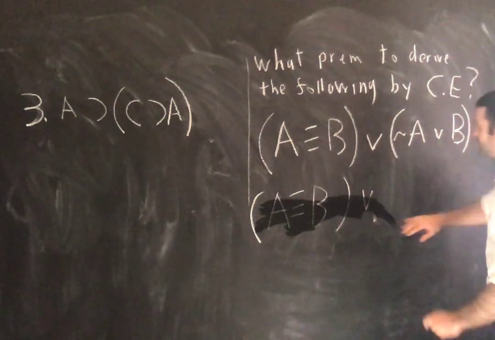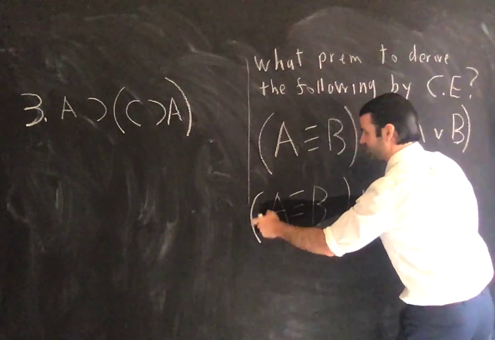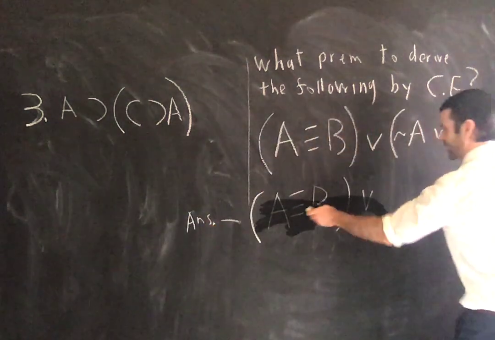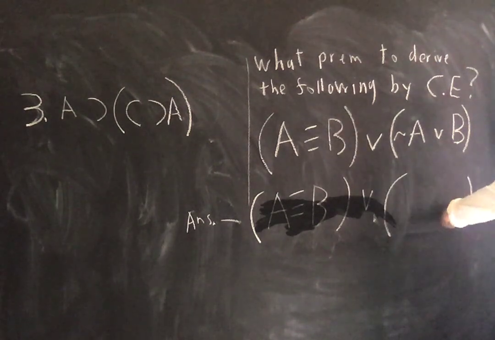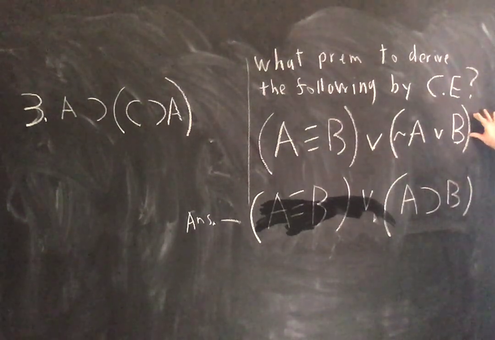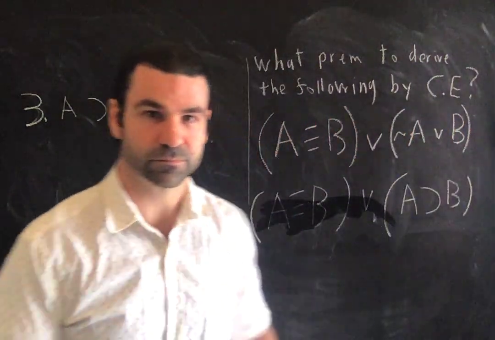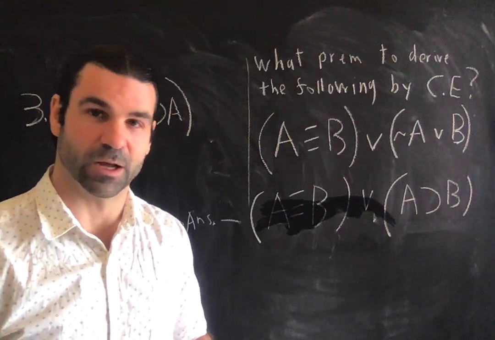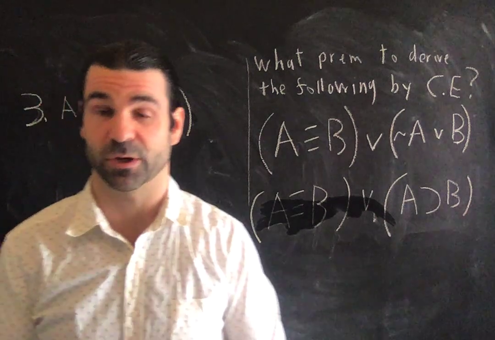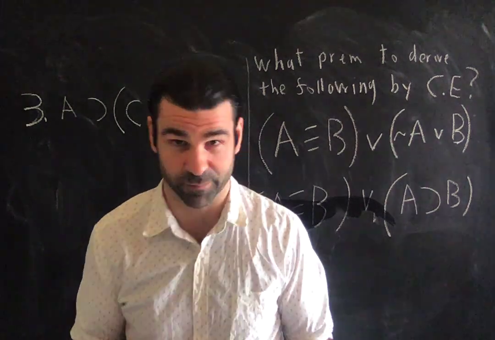But in the application of the rule, what premise do I use to derive that? So I'm deriving this from this, but this is my answer. A biconditional B or A hook B. There I am going from the right-hand side of the conditional exchange rule to the left-hand side. Okay? So that's a question that shows you really need to be aware of the fact that with replacement rules you can use them on subformulas, right?